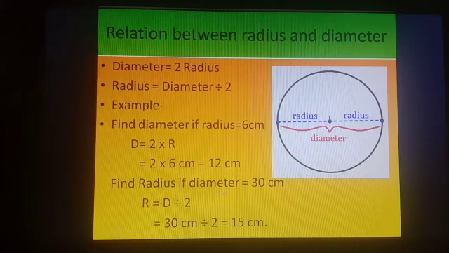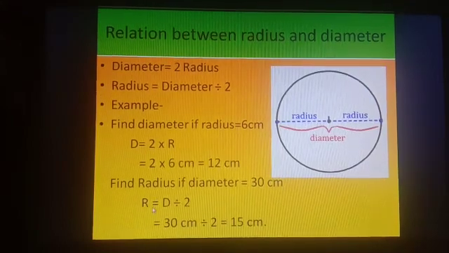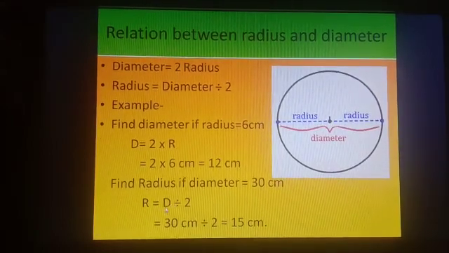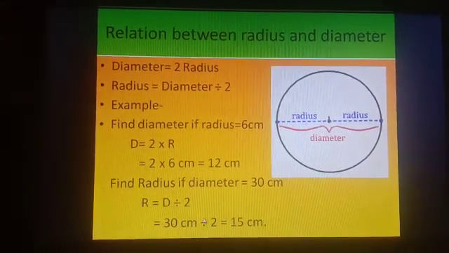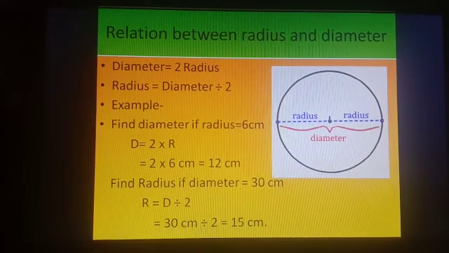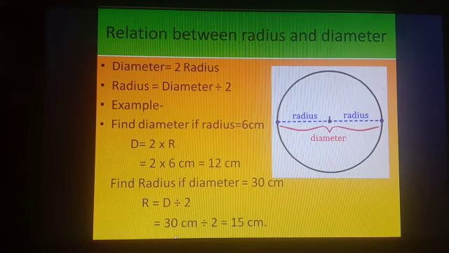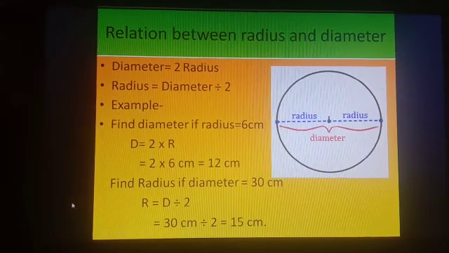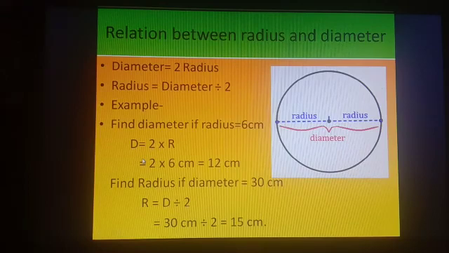Next, find the radius if the diameter is 30. If the diameter is 30 and you have to find the radius, then what will you do? Radius is equal to the diameter divided by 2. So 30 centimeter divided by 2 is equal to 15 centimeter. In this way we can find the radius if the diameter is given, and the diameter if the radius is given.